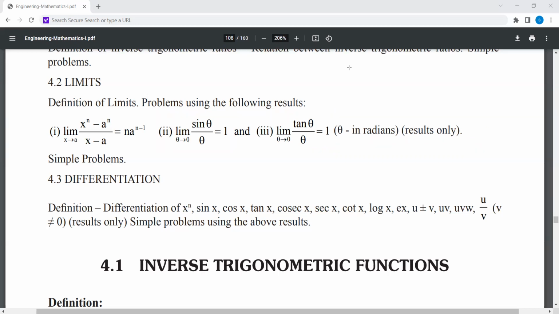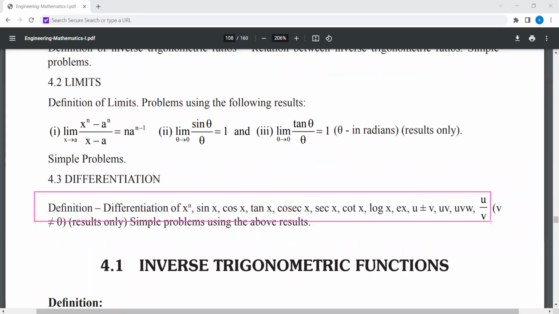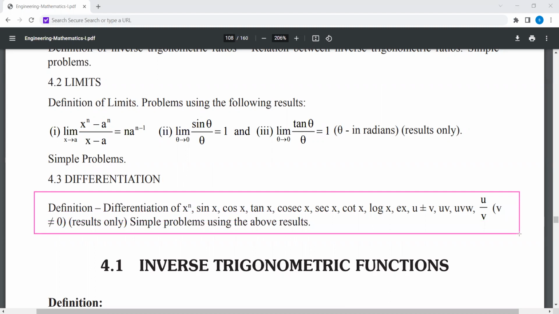Next, simple problems on differentiation. Definition of differentiation. The differentiation of x raised to n, sin x, cos x, tan x, cosec x, sec x, cot x, log x, e raised to x, u plus or minus v, u into v, uvw, and u upon v, where v is not equal to 0 for u upon v. Results are given, with only simple problems using the above results.